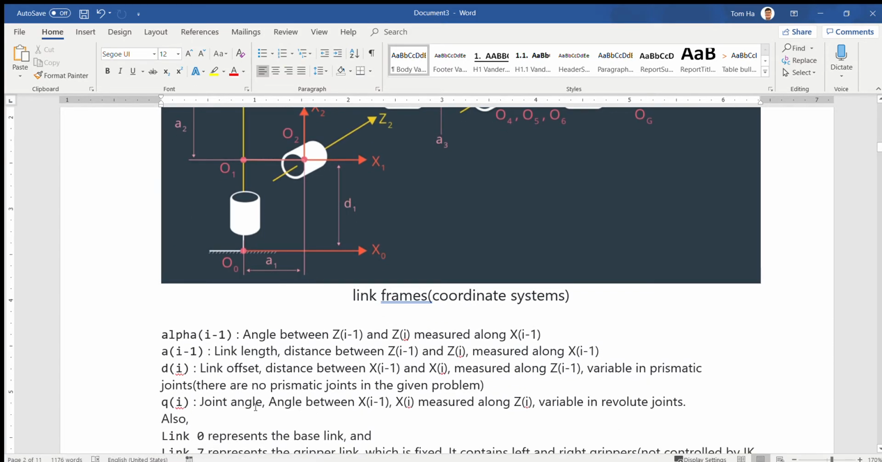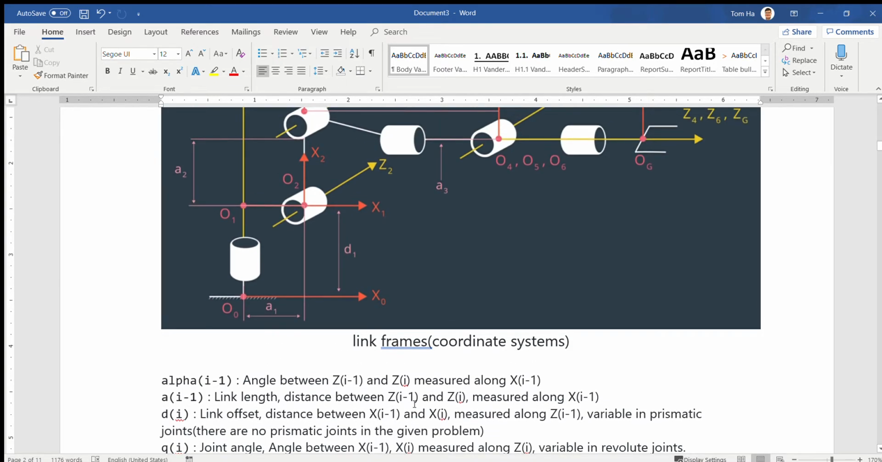It means the angle between the S i minus 1 to Si. If we say Q2, it means the angle between the S1 and S2. To match theta 2, S1 has to rotate negative pi over 2 from here to here. Okay, so when we fill in the table, we have to add minus pi over 2. Q2 plus minus, it means minus pi over 2.